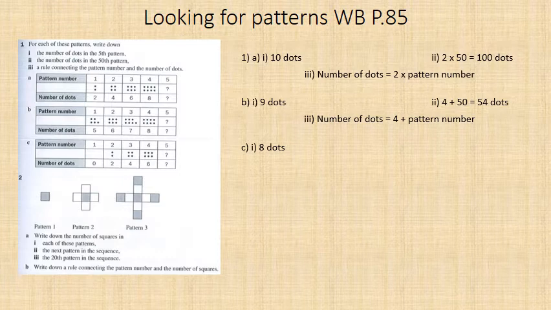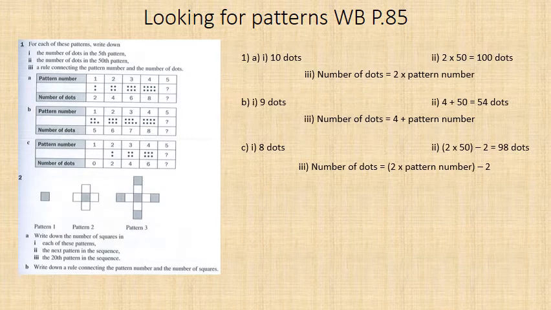Yes, I'm right. Let's make sure of that. 3 times 2 equals 6 minus 2 equals 4. Perfect. 4 times 2 equals 8 minus 2 equals 6. So this is the rule connecting the pattern number and the number of dots: the number of dots equals 2 times the pattern number minus 2. For the 50th pattern, 2 times 50 is 100, minus 2 is going to be 98 dots.